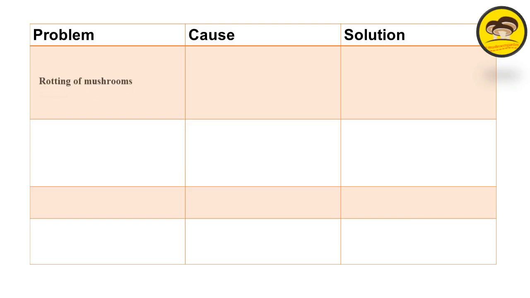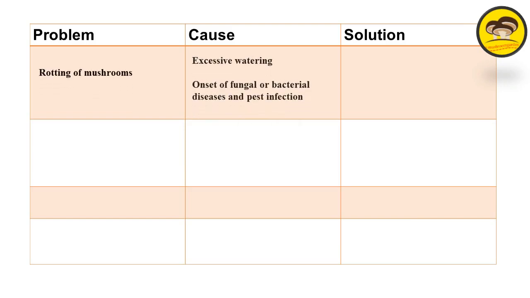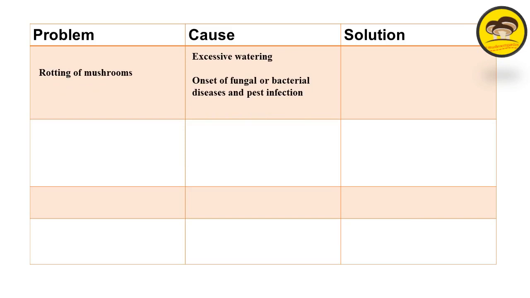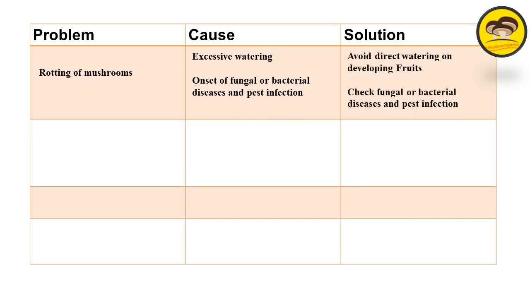Rotting of mushrooms: excessive watering, onset of fungal or bacterial diseases and pest infection. Avoid direct watering on developing fruits. Check for fungal or bacterial diseases and pest infection.